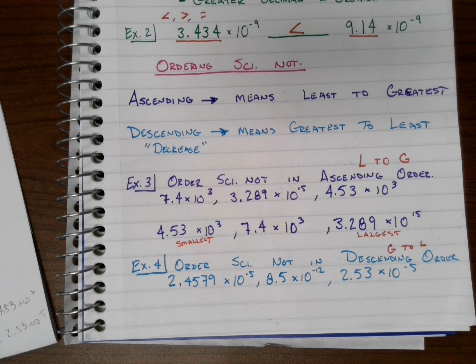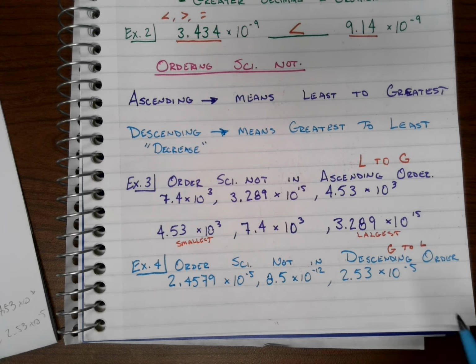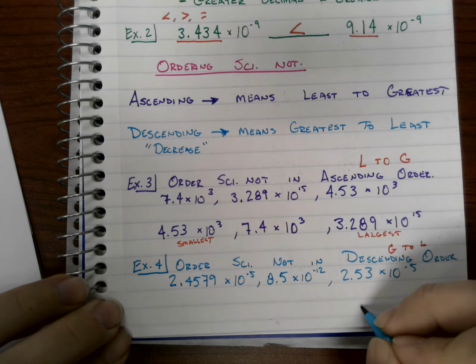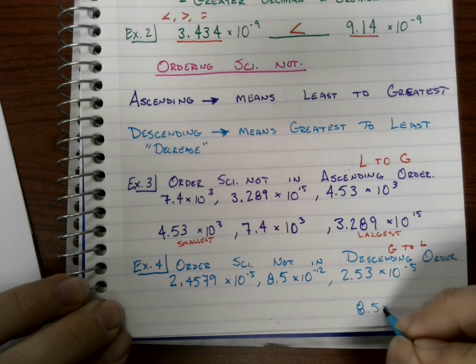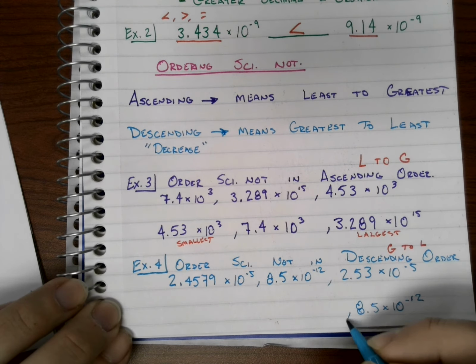Compare our exponents, -5, -12, -5. Well, two of them are the same. Okay, so by looking at these, I know these two are the largest because -12 is smaller than -5. So this is going to be my smallest number. So I can go ahead and put my 8.5 times 10 to the -12 right here at the end. That's my smallest number.